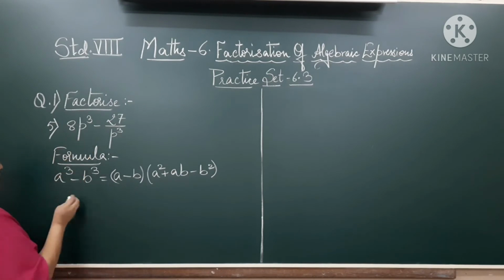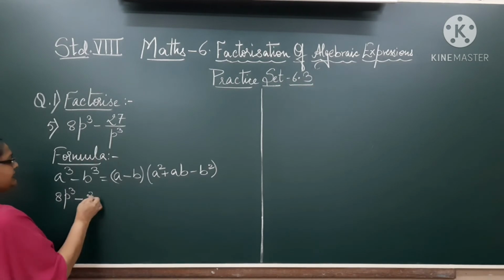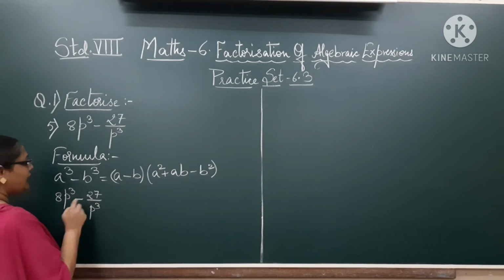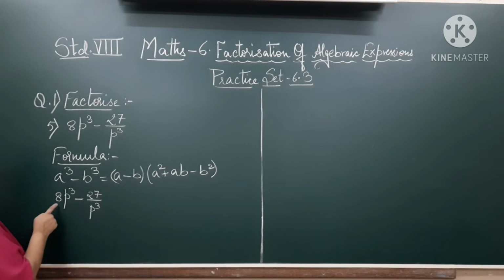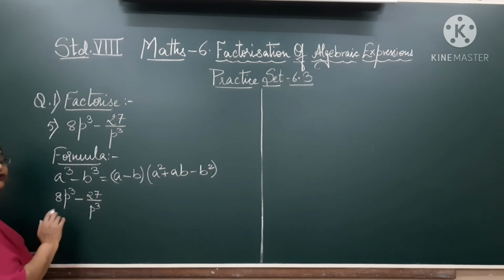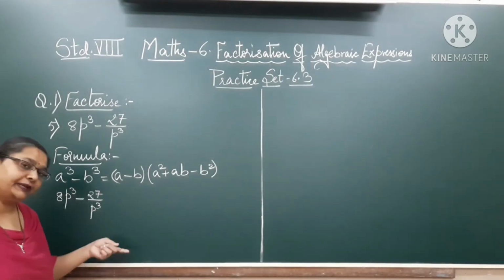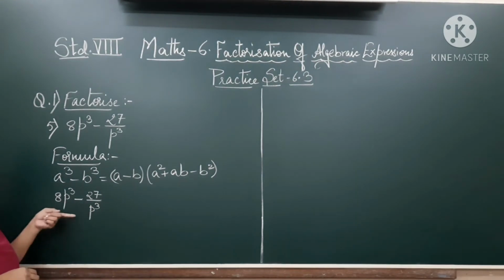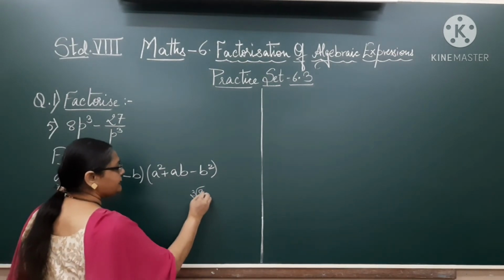So here I know 8p cube is in the format a cube, and 27 upon p cube is in the format b cube. Because here we have this in the fraction form, this 8p cube along with 27 upon p cube should be converted into a as well as b. I should know the values of a and b. So to find out the values of a and b, let me find out the cube root of both the terms. So I know the cube root of 8 is 2.